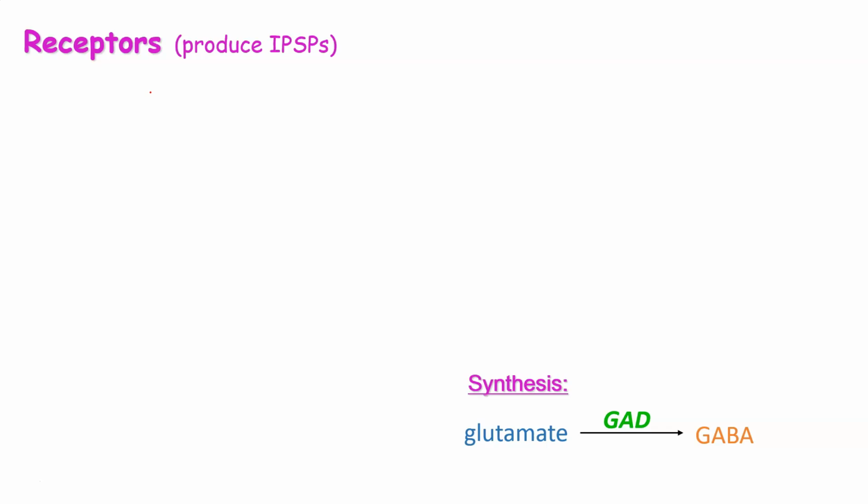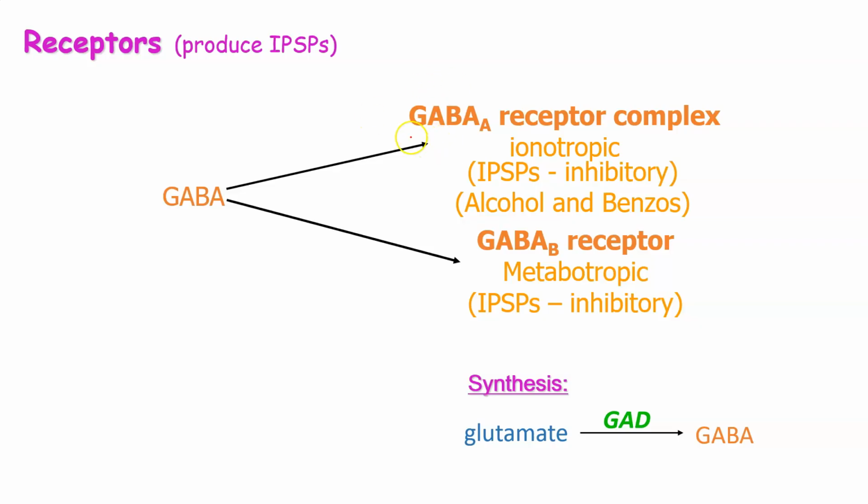All receptors of GABA, because it's the major inhibitory neurotransmitter, once activated produce IPSPs, and there are 2 major subtypes of GABA receptors. We have GABA A receptors, which are ionotropic, and once activated, they always produce IPSPs, which inhibit neuronal function, making action potentials less likely. Drugs like alcohol and benzodiazepines produce their effects by binding to GABA A receptors. The other subtype of GABA is GABA B. It is a metabotropic receptor, so it has a G protein attached to it, but it too, once activated, ultimately produces IPSPs, or inhibitory responses, on the postsynaptic cell.